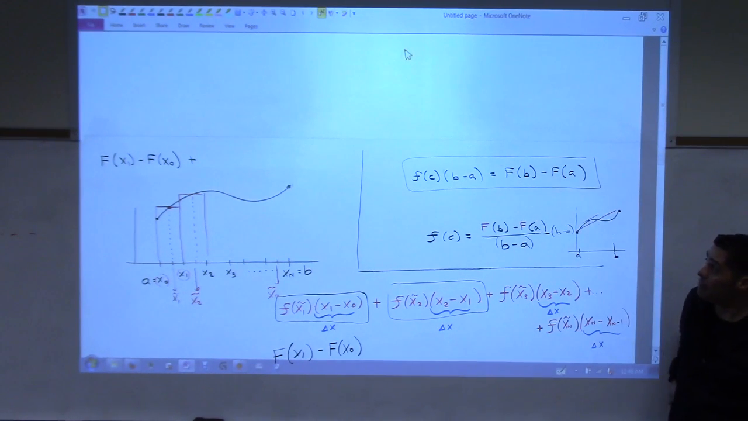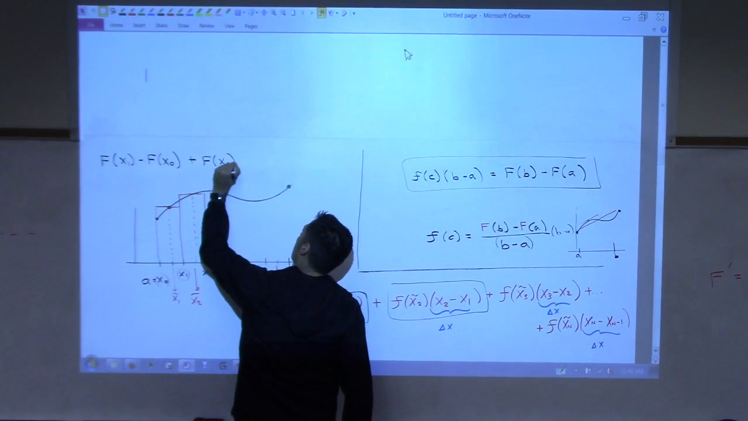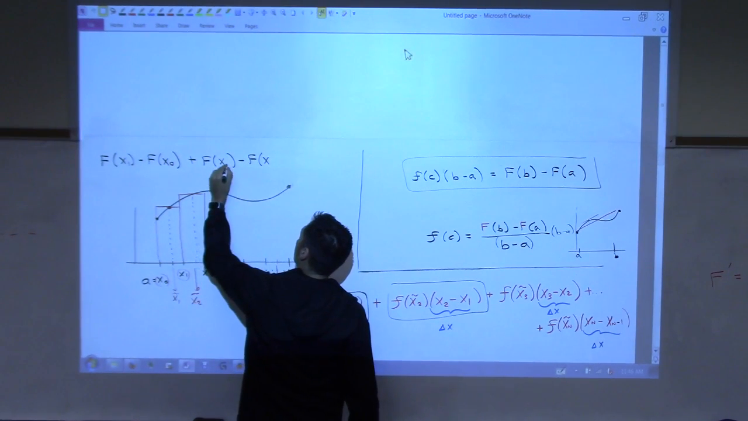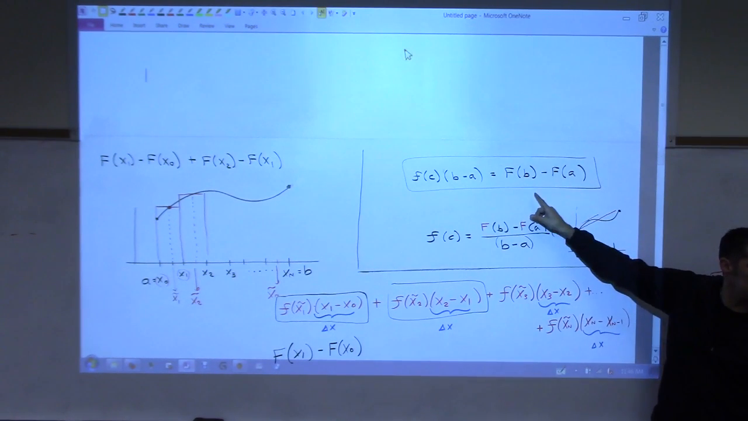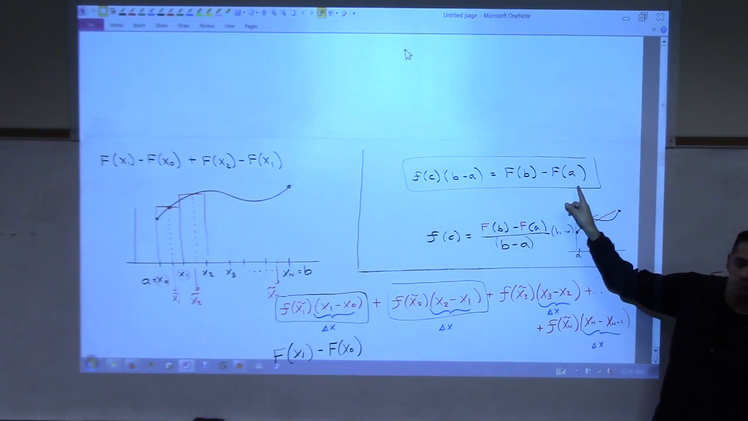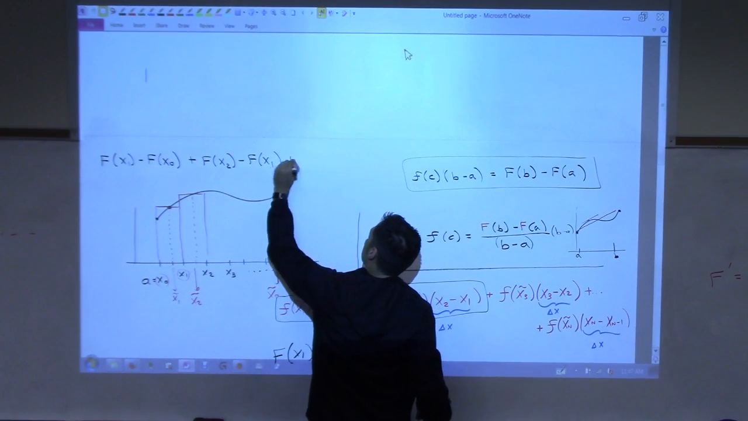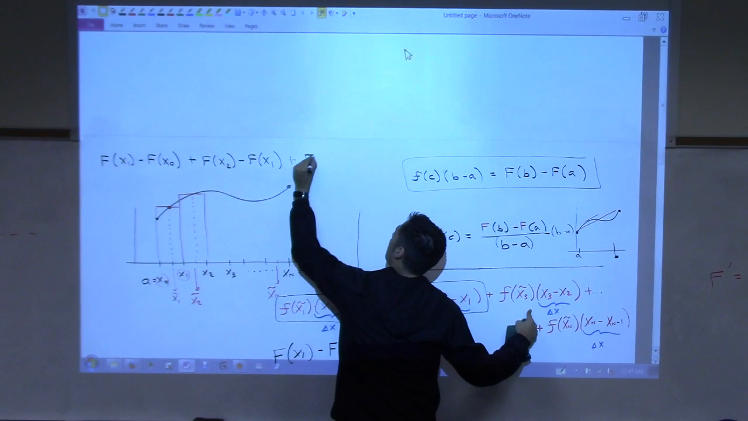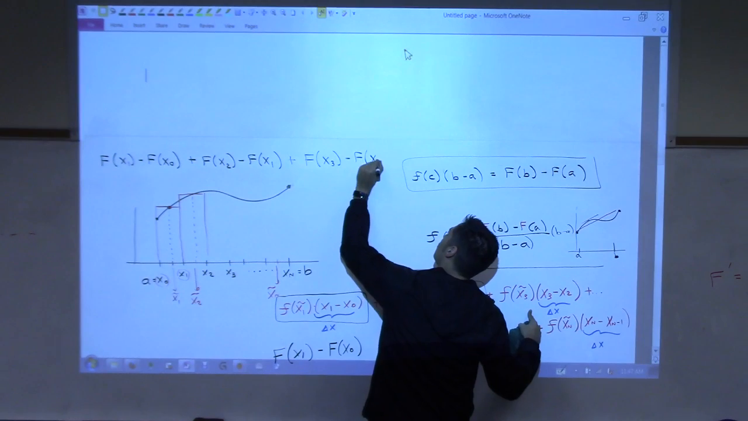So that should be capital F of x1 minus capital F of, I got those backwards. x2 first, x1 here. The b is the right endpoint, a is the left endpoint. Still with me? Keep going. Plus, what's the next one? This one right here? Capital F of x3 minus capital F of x2.